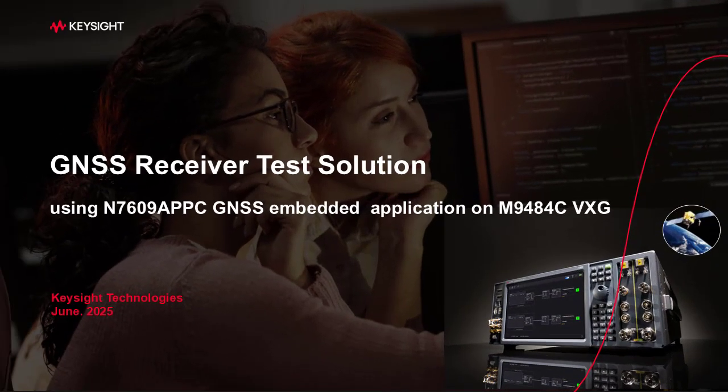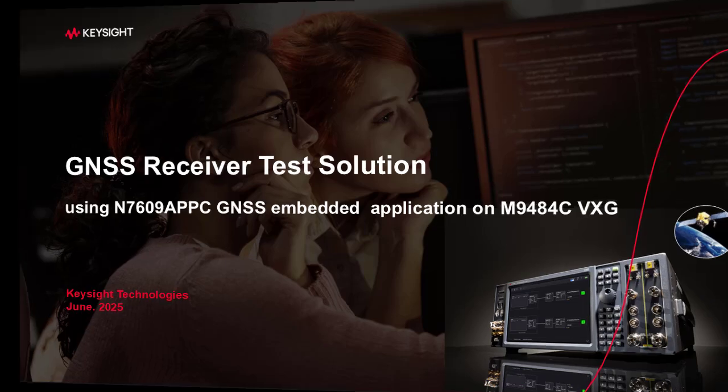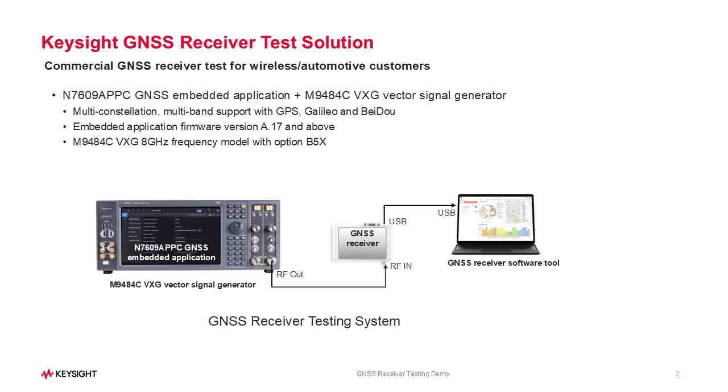In this video, we will demonstrate how to conduct GNSS receiver tests using the N7609APPC GNSS embedded application. This solution supports commercial GNSS receiver tests for wireless or automotive customers.